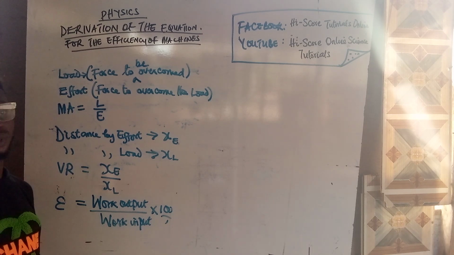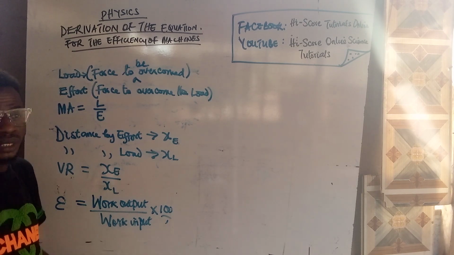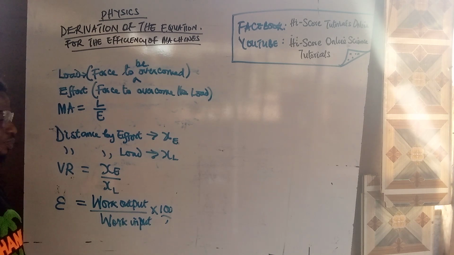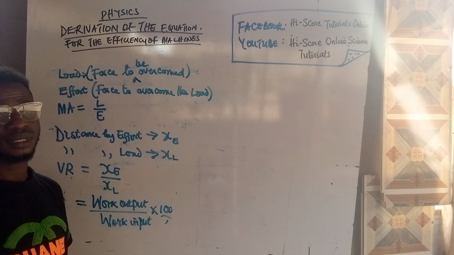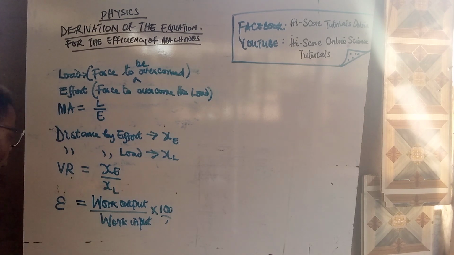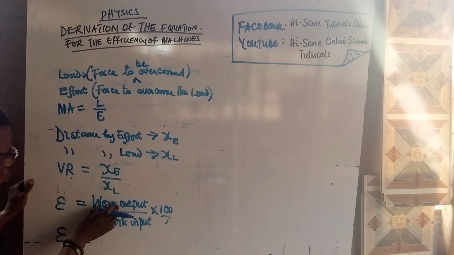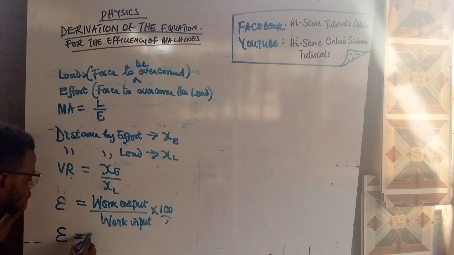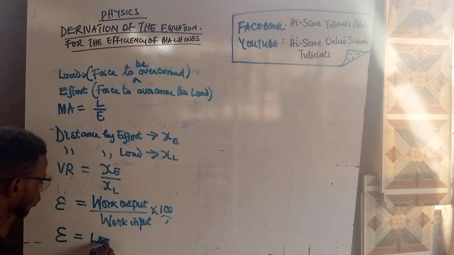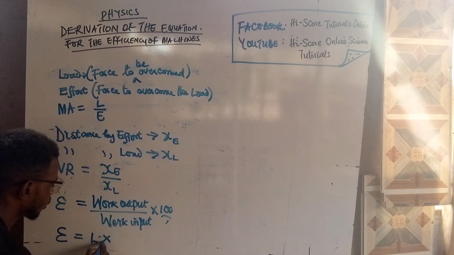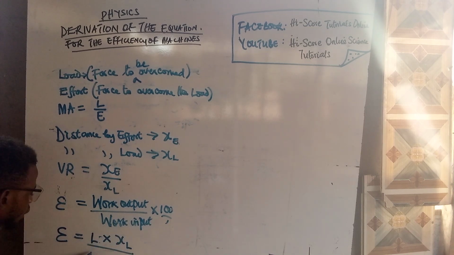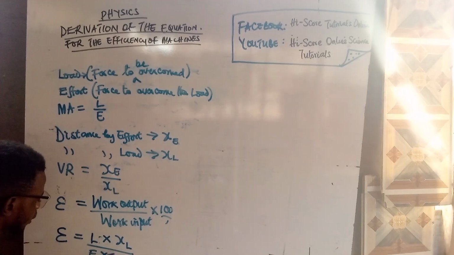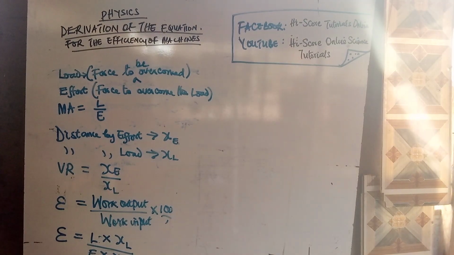The work input is the work obtainable by virtue of the load, while the work output is the work obtainable by virtue of the effort. Now, epsilon is given as work output, which is load, L, times distance moved by the load, while work input is effort times distance moved by the effort.